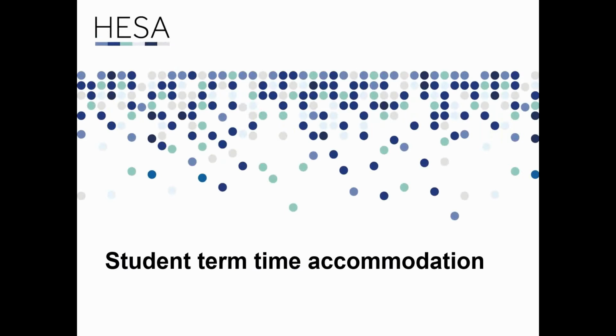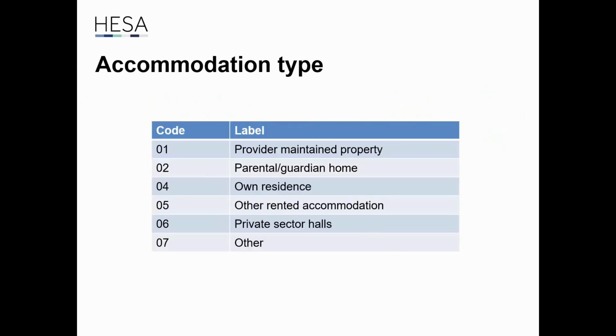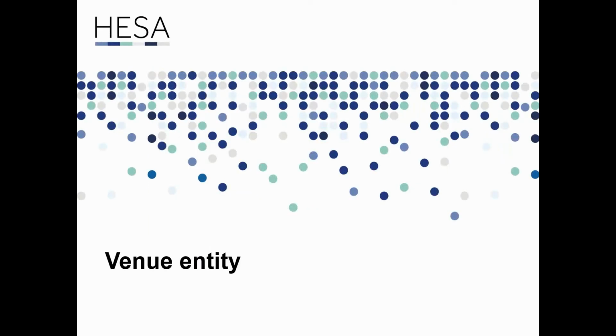So, starting with term time accommodation. This is very similar to current requirements. We need to know the term time postcode for students who are actually at the provider, and then the accommodation type. So these are the type categories. They are all very similar values to now. There are a couple missing, but that's because of the way the structure is now. You just don't return it if it's not relevant. But the rest of the codes and labels are the same definitions as what we have. So that's the simple one.